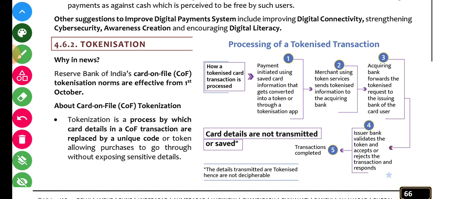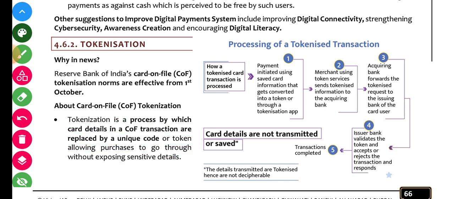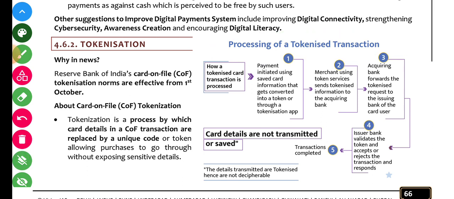Next is tokenization. In the news, RBI's card on file tokenization norms are effective from 1st October. Card on file tokenization is a process by which card details in a card on file transaction are replaced by a unique code or token, allowing the purchaser to go through without exposing sensitive details. So this is the process of tokenization of transactions.